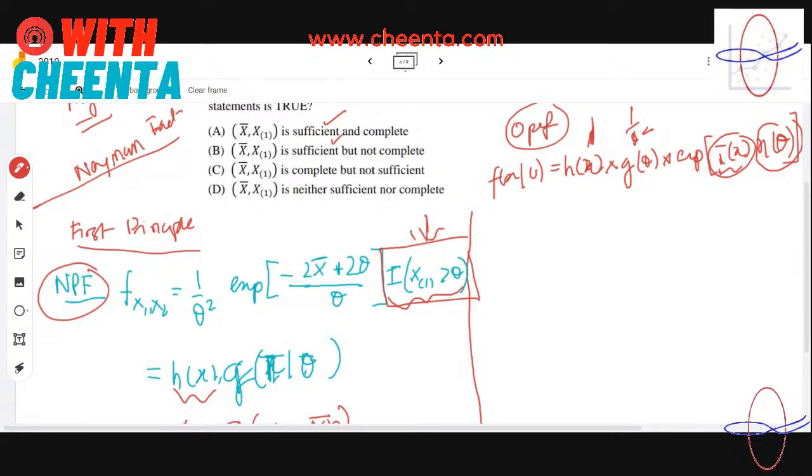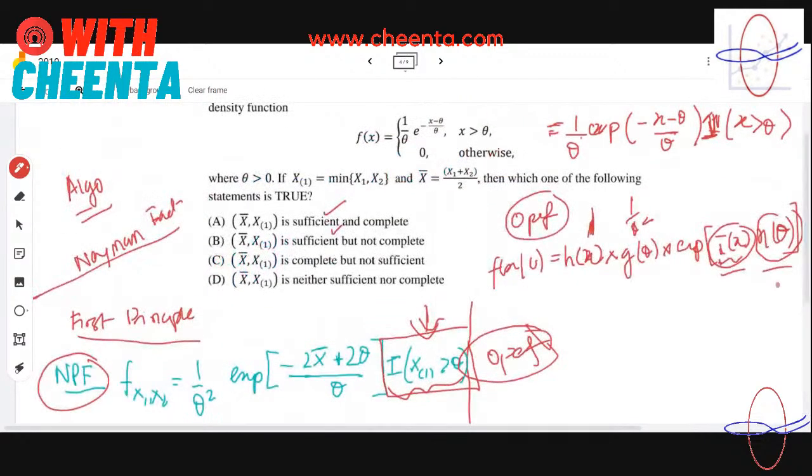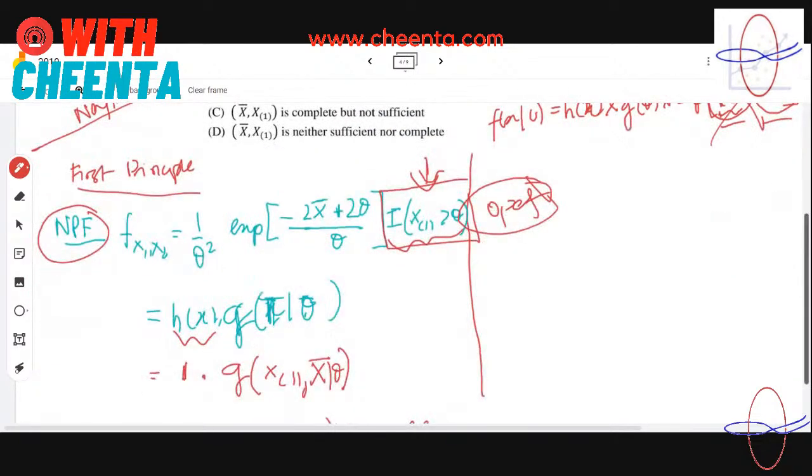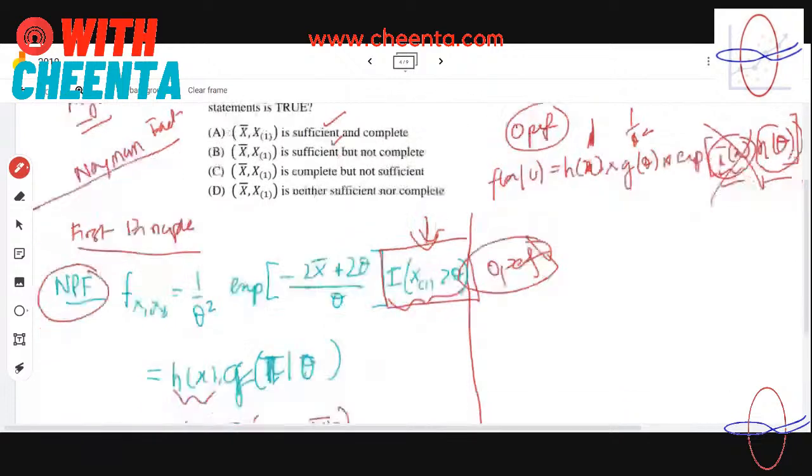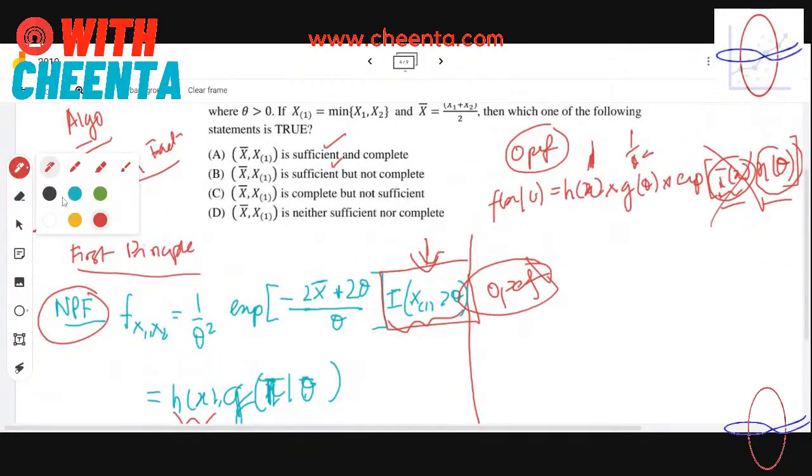So therefore the uniform is not an OPEF form, and therefore this is also not an OPEF form. No indicator random variable can be written as a product of the sample part and the parameter part. Nice problem. I hope you understood why it's not possible, because this indicator random variable cannot be separated into t of x and rho of theta form. So therefore it's not OPEF and you cannot do it in terms of OPEF. So you need to do the complete part now. We have done the sufficient part. Let's do the completeness part.